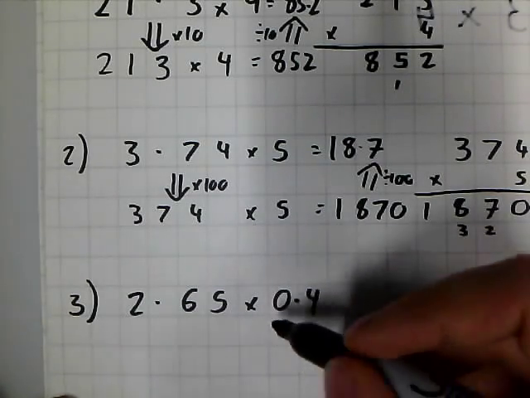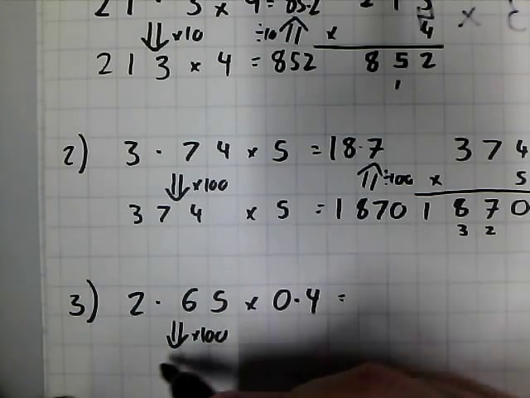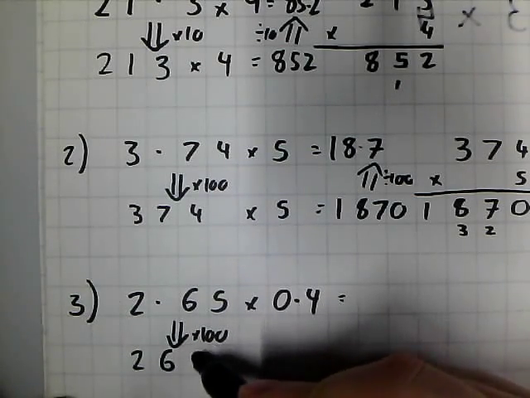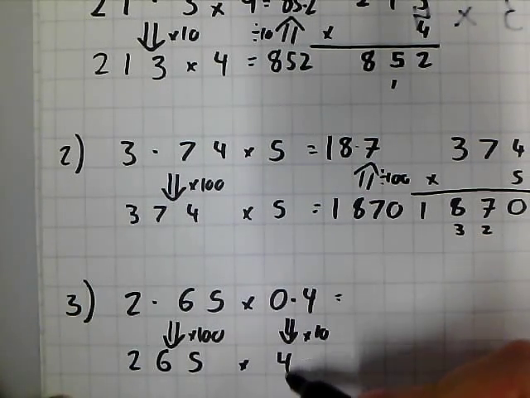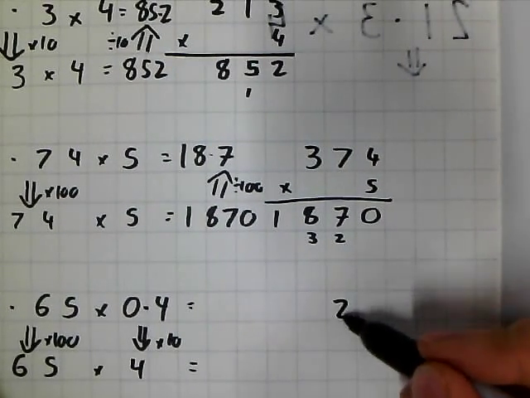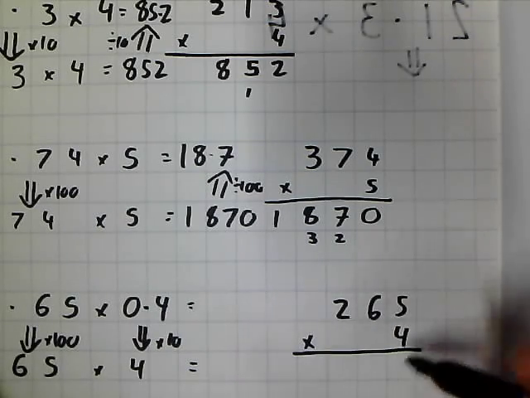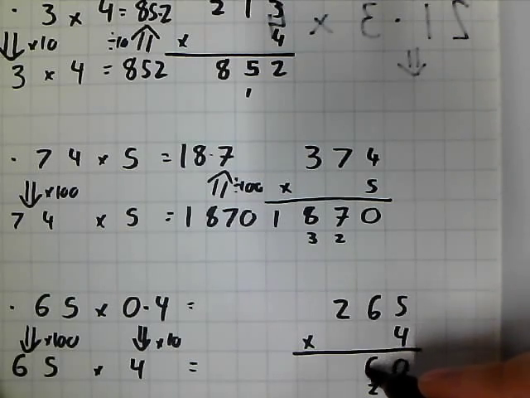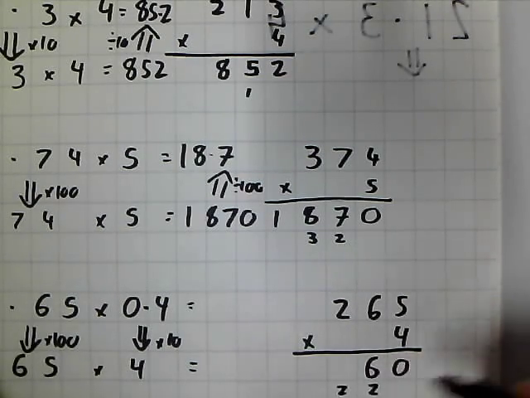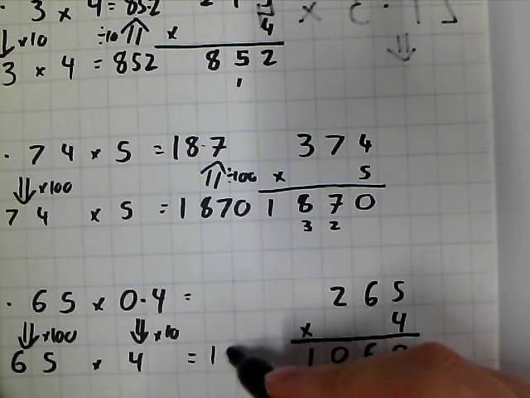I've got 2.65 multiplied by 0.4, so I am going to multiply this by 100, so I get 265, but I'm also going to multiply this by 10, so I get 4. So now I'm going to do 265 multiplied by 4. So 5 4s are 20, 6 4s are 24 plus the 2, 26, and then 4 times 2 is 8 plus the 2, 10. So 265 times 4 is 1060.